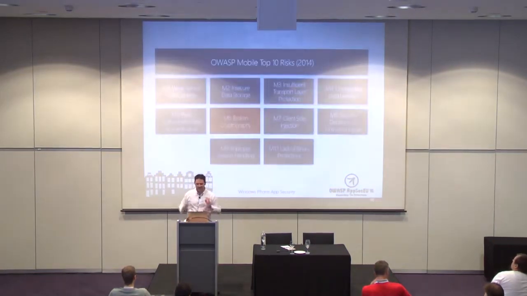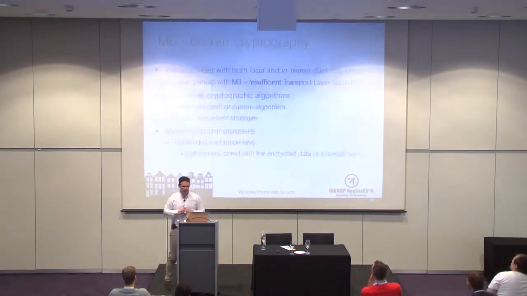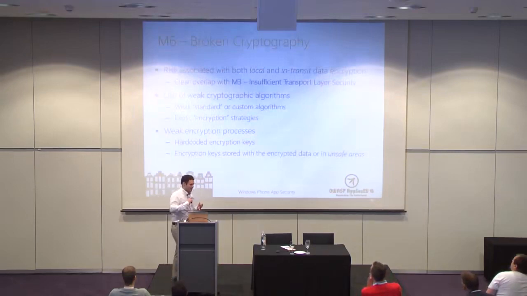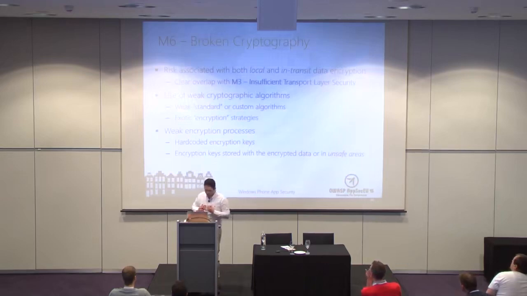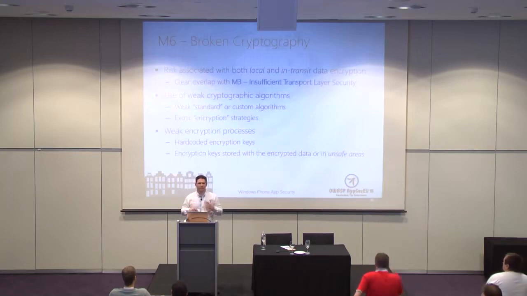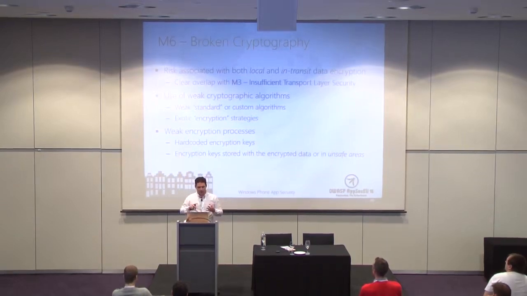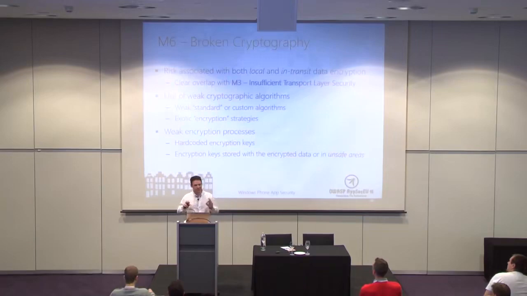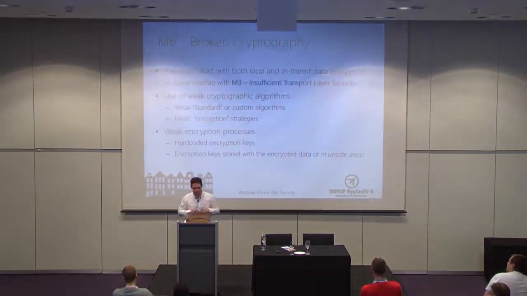By the way, let's move to M6, which refers to broken cryptography. And we have two different aspects related to broken cryptography. The first is the use of weak cryptography. The weak cryptography includes both the use of custom encryption algorithms and the use of vulnerable encryption algorithms, for example broken ones, exotic ways to encrypt, exotic strategies to encrypt data. I'll show you an example.